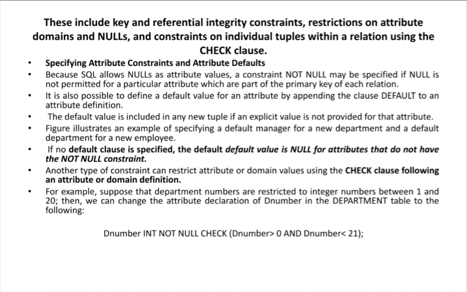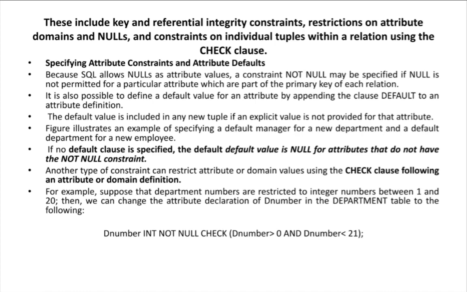And if no default clause is specified, the default value is null for the attributes that don't have the not null constraint. If you have not specified any default value, it will be set to null. Hope you are understanding. If the default value is not specified, the values will be set to null.